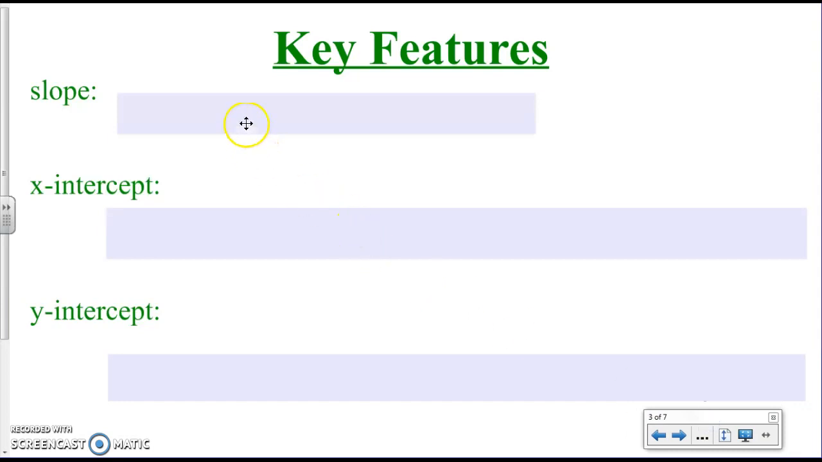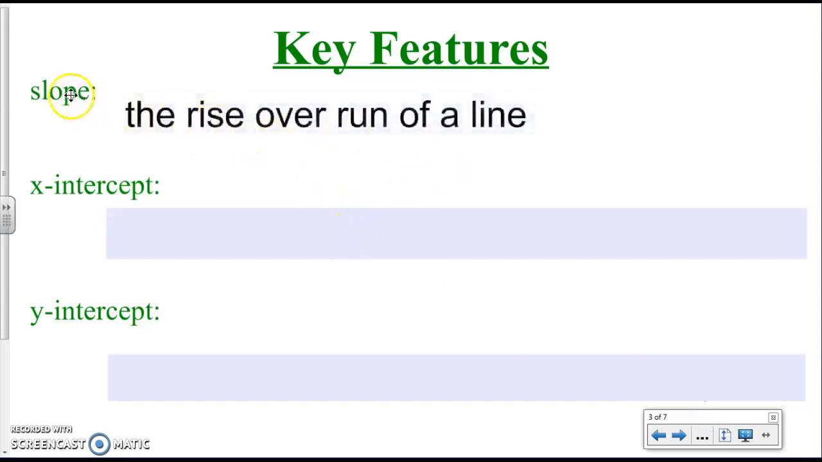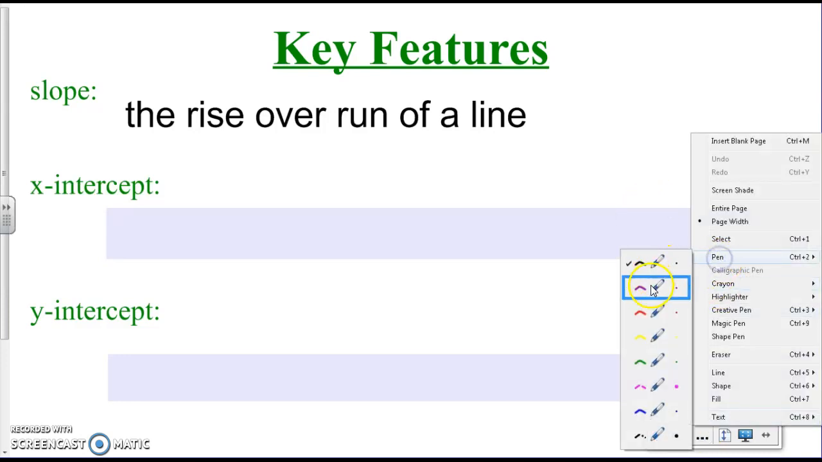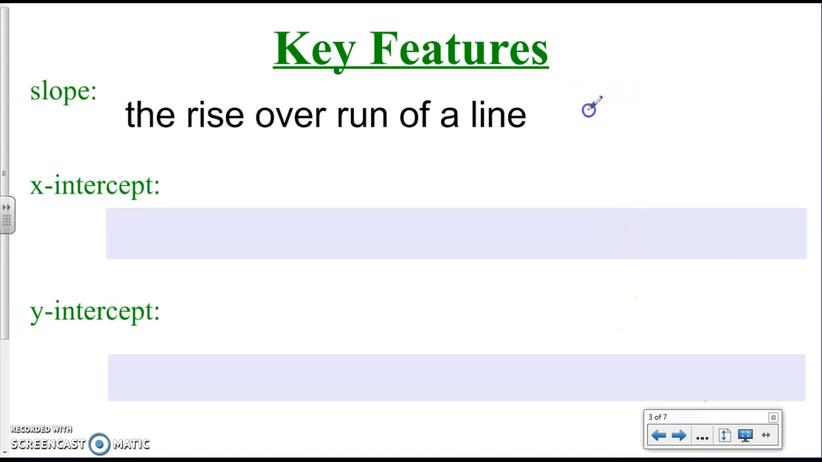The first key feature is the rise over run, or the slope of the line. So what we're going to do is count how high, how many steps up, and put that on top, and how many steps over, and put that on bottom. Now, a couple things that we'll do in addition to that is we'll pay attention to our signs. So we're going to count how many we go up or down, how many we go over, and then we need to pay attention to our sign at the end.